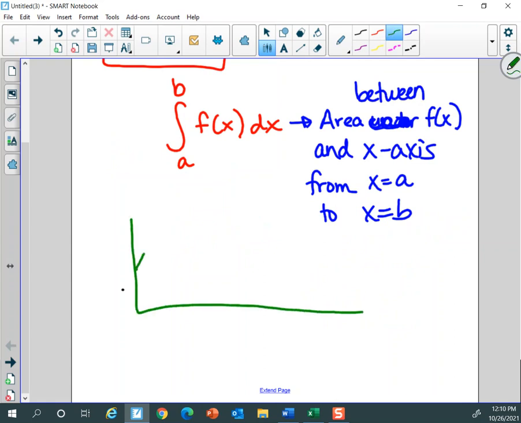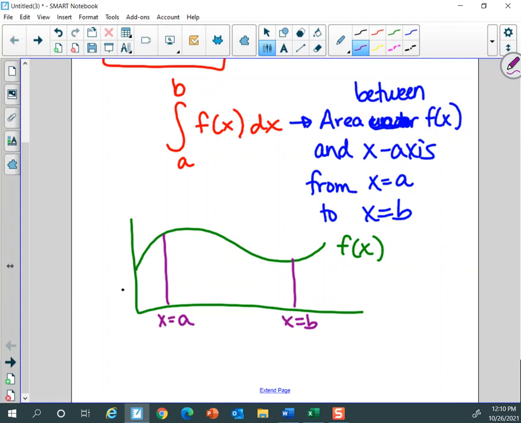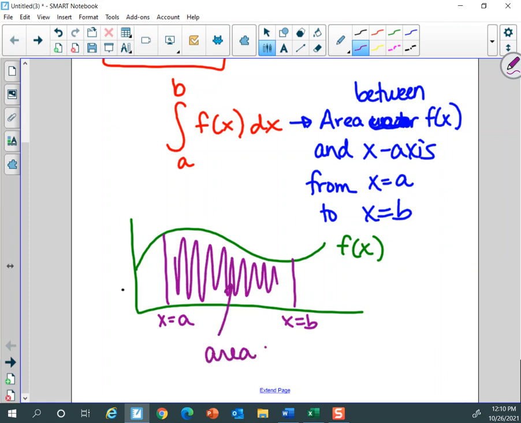So we have some random f of x curve, and we pick a starting point and an ending point, sort of a left boundary and a right boundary. That area is what we're looking for, or what we're calculating when we calculate the value of an integral.